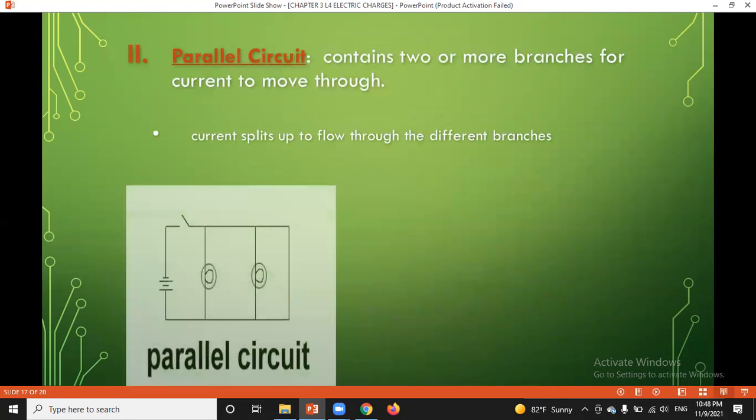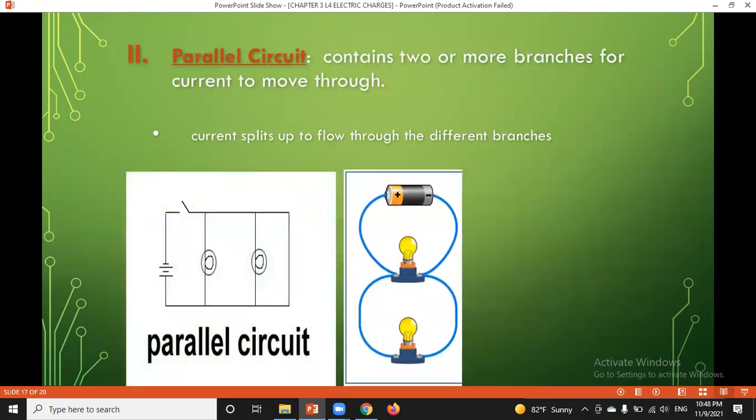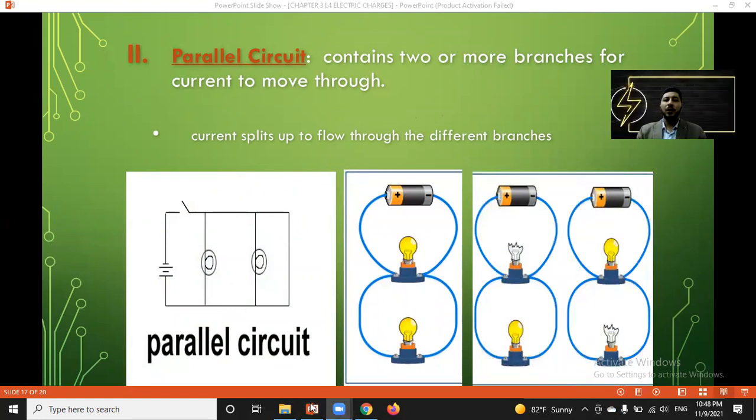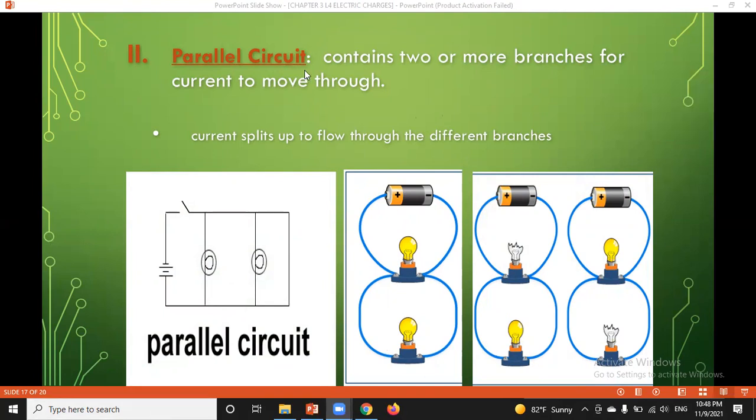What about the parallel circuit? The parallel circuit, my friends, has more than one path. It contains two or more branches for the current to move through. That's why it's called a parallel circuit. For example, we have the circuit right here. Let's follow the electric current. I have here the first loop, and I have a second loop, which is here. So I have two ways for the electricity to move through it.